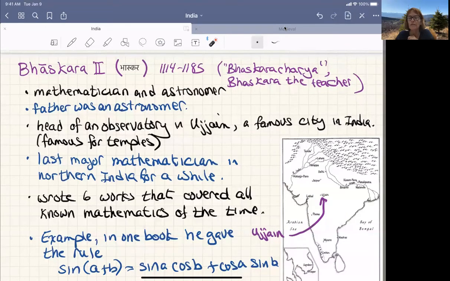So like the other Indian mathematicians that we've seen so far, he was a mathematician and astronomer. His father was also an astronomer, and he was even the head of an observatory in Ujjain, which was famous for its temples. Now, Bhaskara was the last major mathematician in northern India for a while. He wrote 6 works that covered all known mathematics of the time.